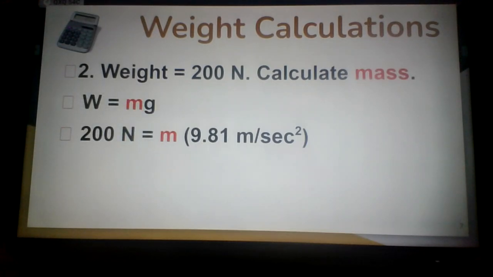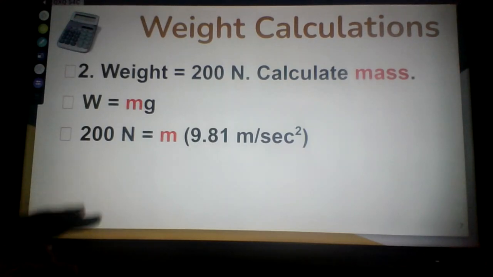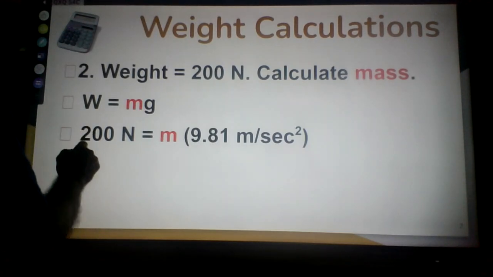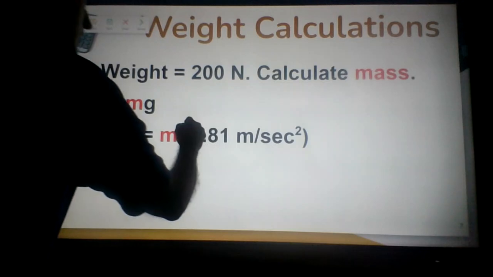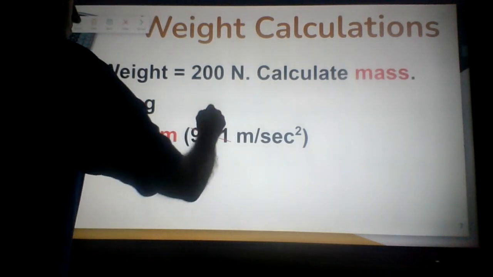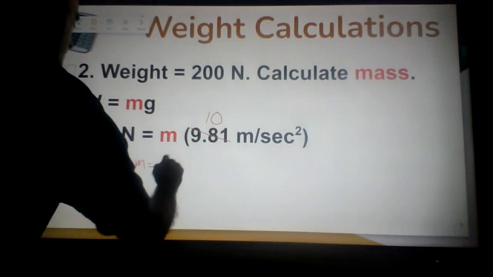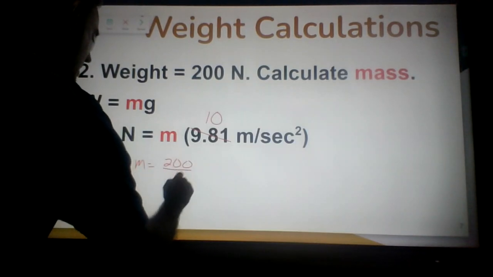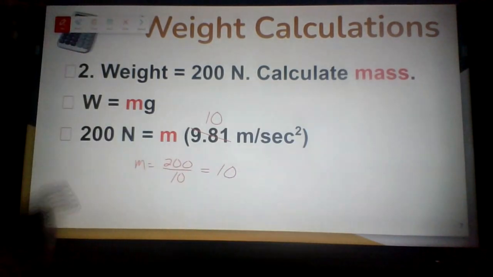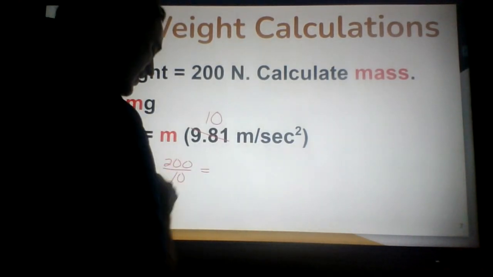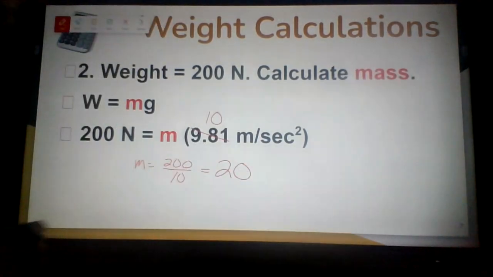Let's estimate first, though. We're not going to divide by 9.81 just yet. Remember, the inverse will be division, and then round that off to 10. We're actually going to get m equals 200 divided by 10, which is 20. That's my estimate. So I know my answer has to be very close to 20.